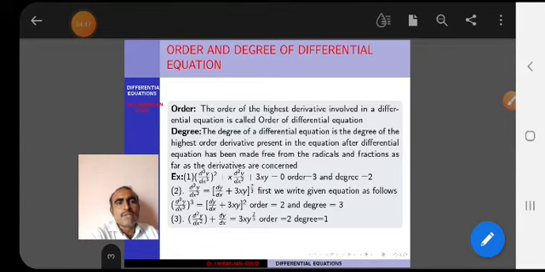See example 3: d²y/dx² + dy/dx = 3xy^(2/3). So this is the equation. The derivatives are free from radicals and fractions. The highest order derivative is d²y/dx². The order of this equation is 2. The power of d²y/dx² is 1. So the degree of this equation is 1.